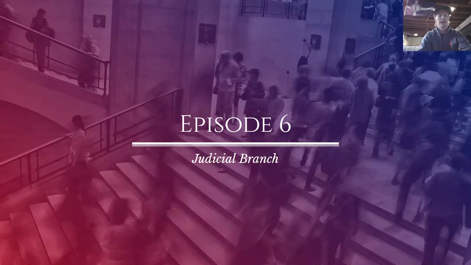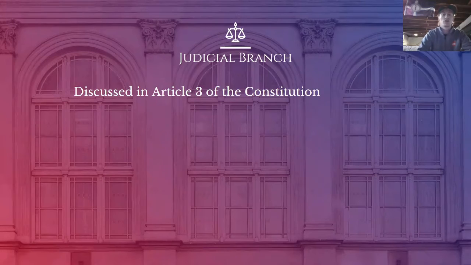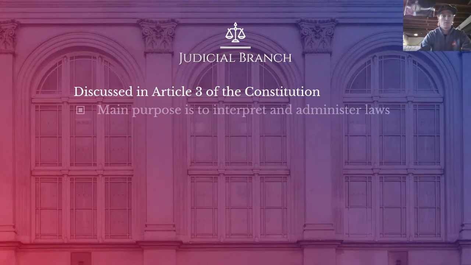Today we will be looking at the Judicial Branch. So, getting right into it here. The Judicial Branch is discussed in Article 3 of the Constitution. The main purpose of the Judicial Branch is to interpret and administer laws. The laws, of course, are made by Congress, the legislative branch, and then handed over to the Judicial Branch to make sure they're good, that they're legal laws.